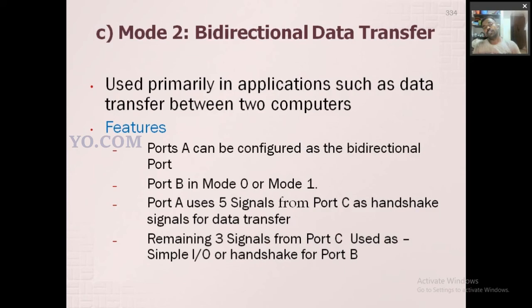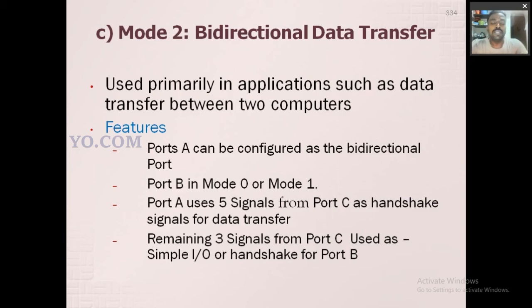Next, the last one is mode 2, bidirectional data transfer. Mode 0 and mode 1 are single direction, acting either as an input or as an output, but mode 2 is bidirectional data transfer. Mode 2 is mainly used in applications such as data transfer between two computers, so bidirectional is very important. Features of mode 2: port A can be configured as a bidirectional port, and port B in mode 0 or mode 1. So port A only is bidirectional, and port B is either an input or an output.